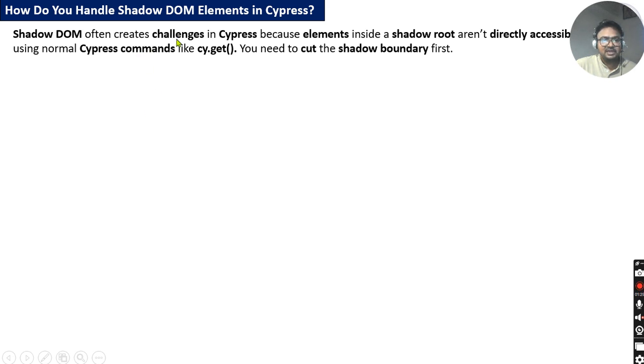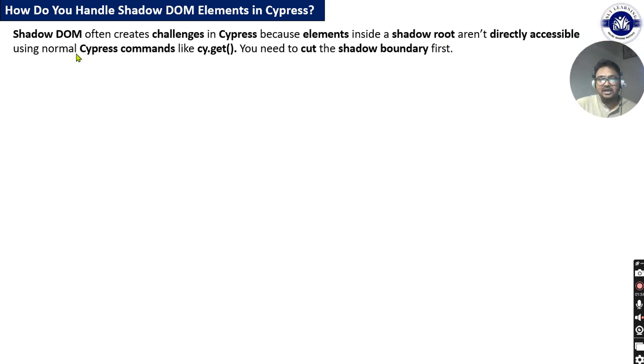Shadow DOM often creates a challenge in Cypress because elements inside the shadow root are not directly accessible using normal Cypress commands like cy.get. So what you need to do is cut the shadow boundary first, then go inside that particular element, and then access it or perform certain operations. Understand that part, and then you will understand how to work with shadow DOM elements. So let's see how you can cut the shadow DOM element boundaries.